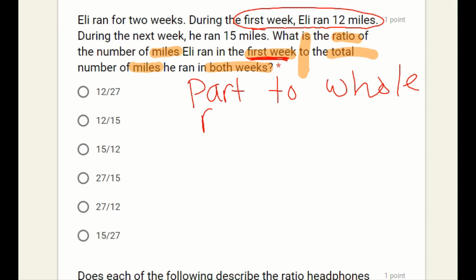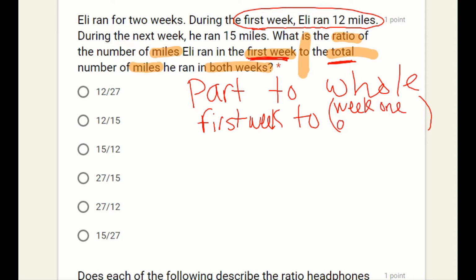So it says the first week to the total, and what is the whole? The whole is the total, which is made up of week 1 and week 2. So that is the whole, the total miles he ran for both weeks. So both weeks is made up of week 1 and week 2.